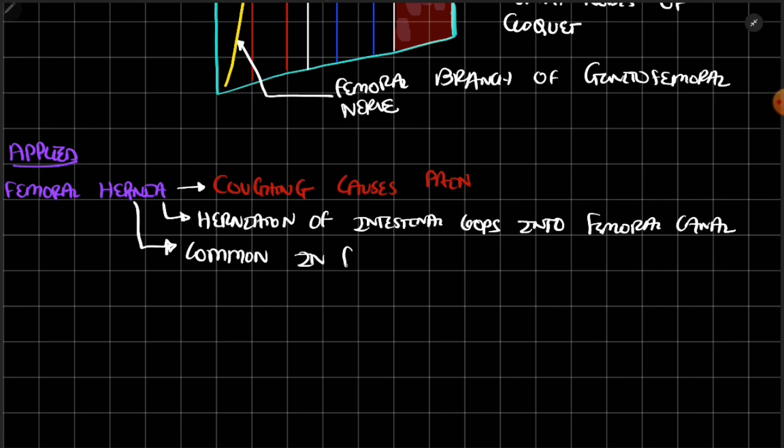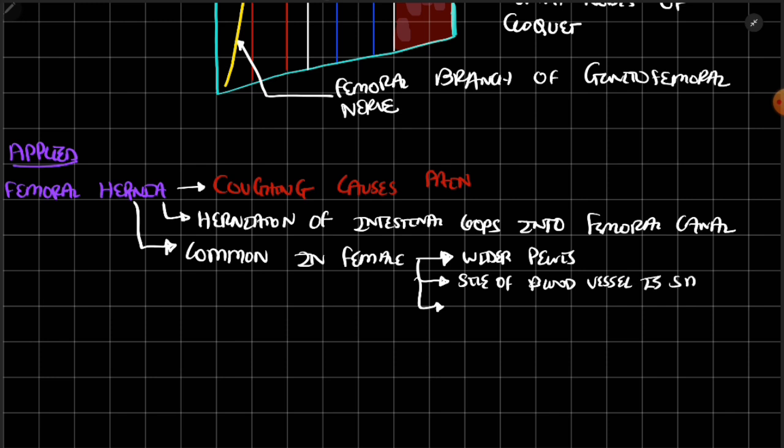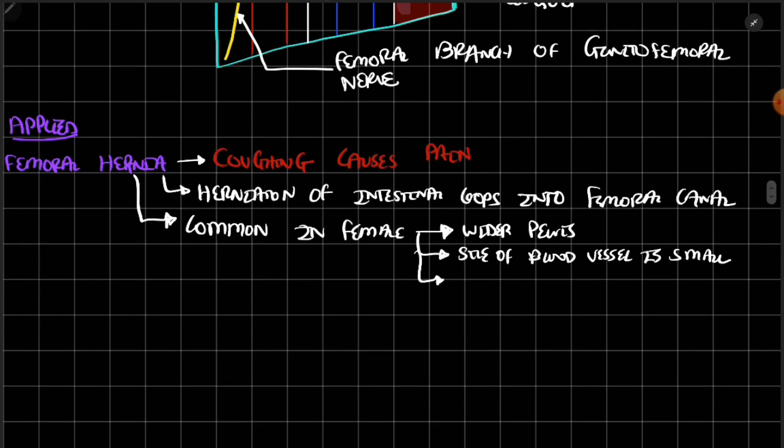Then one more important point: it is common in females. Why is it more common in females? Because there are three reasons. Okay, the three reasons are: females have a wider pelvis. The size of blood vessels, meaning the femoral artery and femoral vein, is small. And also the third reason, the femoral canal is wider in females.